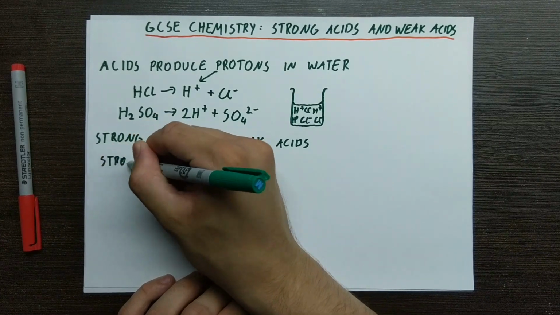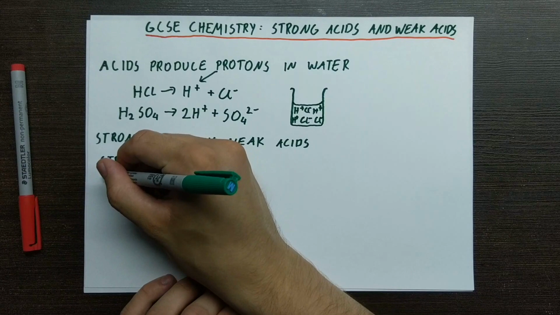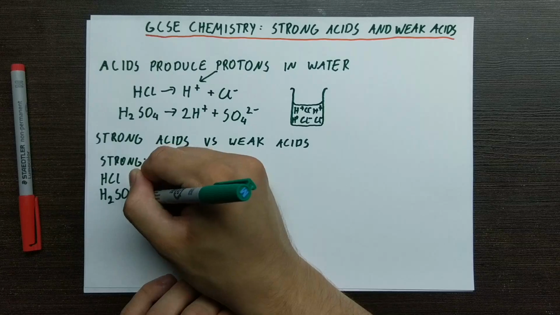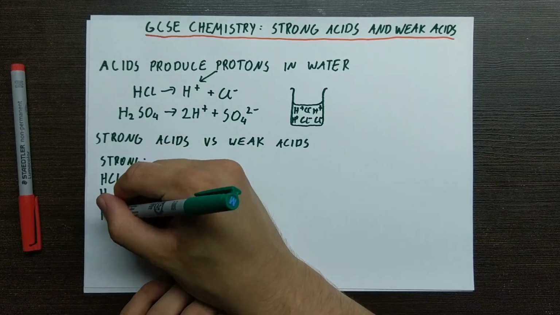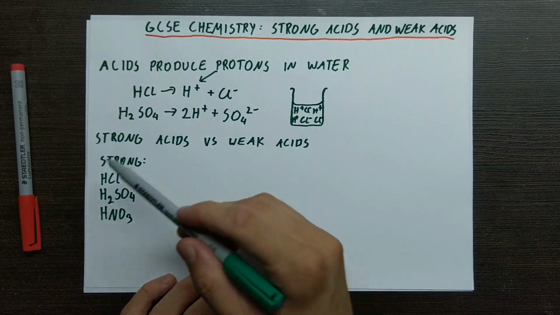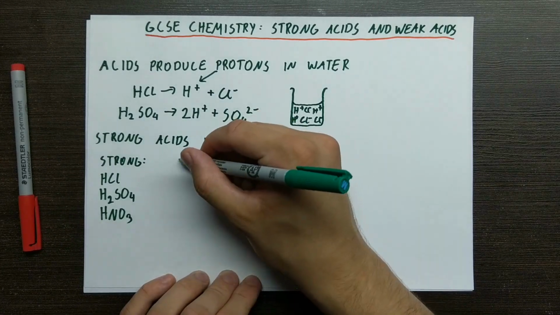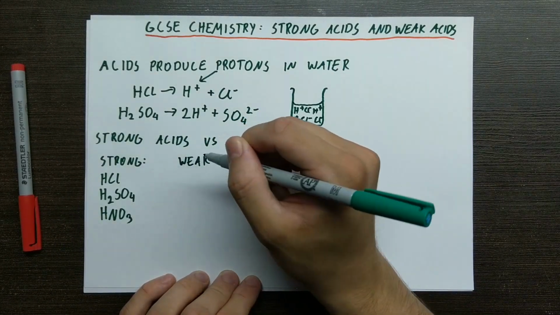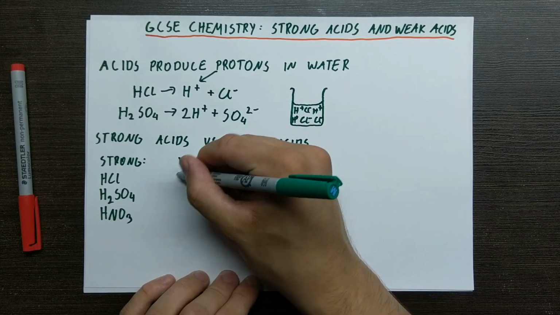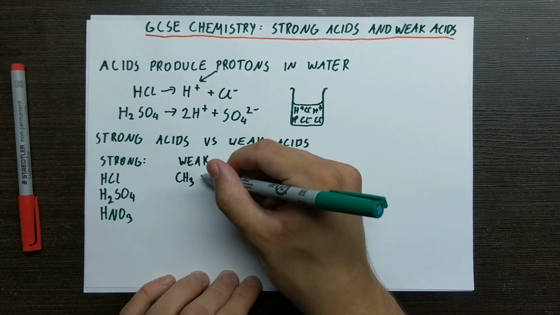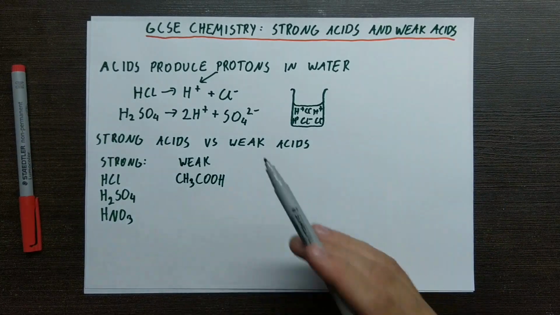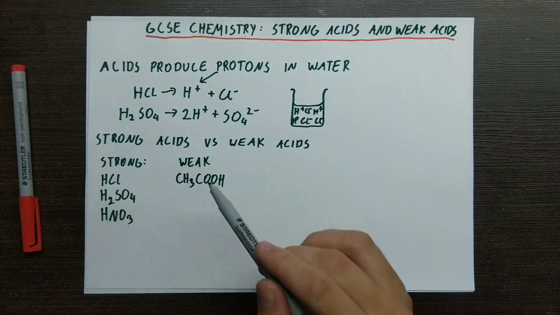So, strong acids: hydrochloric acid, which is HCl, sulfuric acid, H2SO4, and nitric acid, I think, is HNO3. Those are examples of strong acids. Now, what about weak acids? One example of a weak acid is ethanoic acid, which would look like this, CH3COOH. Okay, so those are examples, but what's the actual difference between strong acids and weak acids?